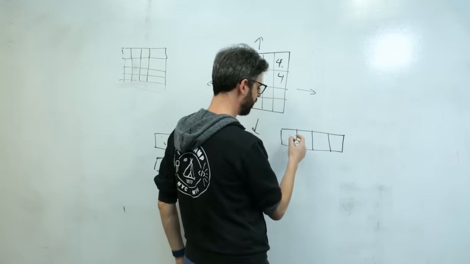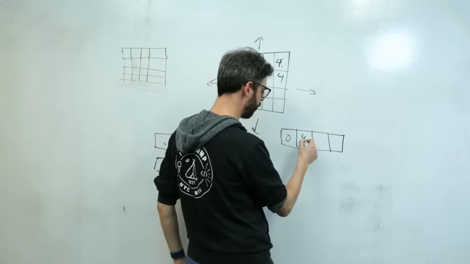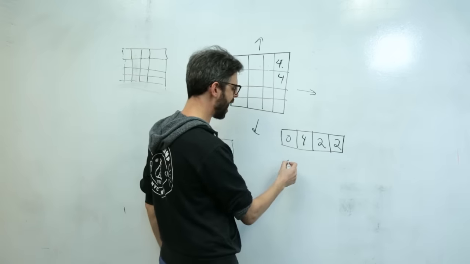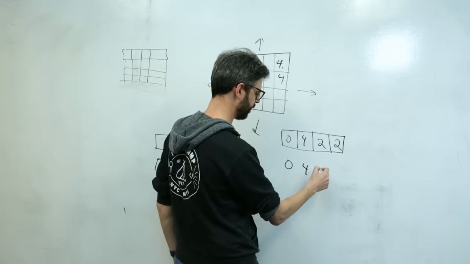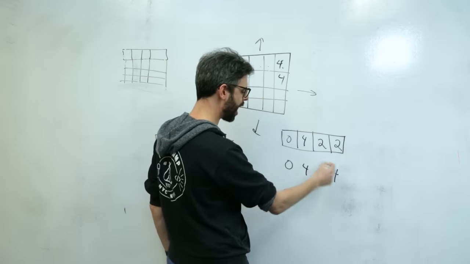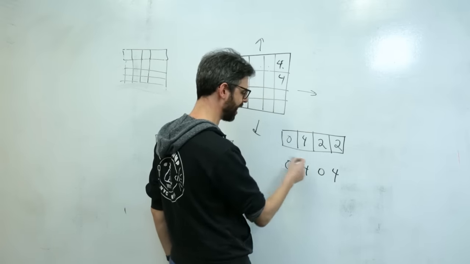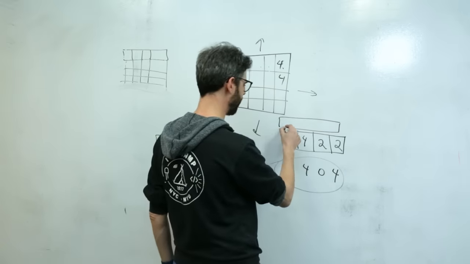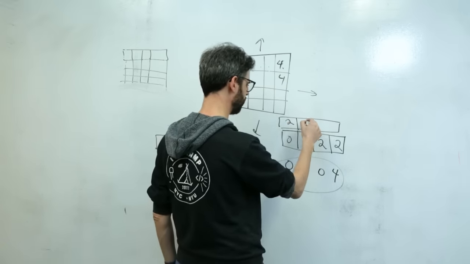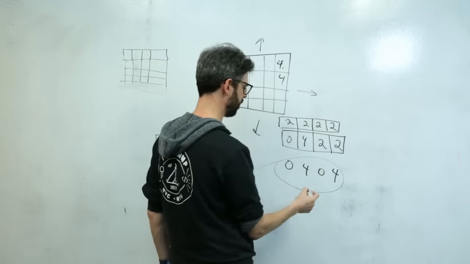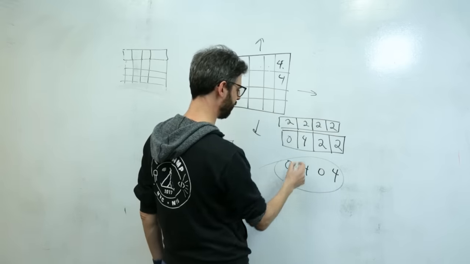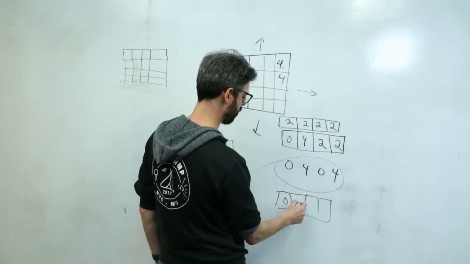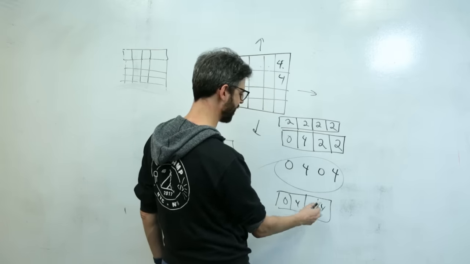I have 0422. If I do this and now try to combine again and then slide, these won't go together. But if I do this, then this should give me 0, 4, 0, 4, and then slide, they will go together.